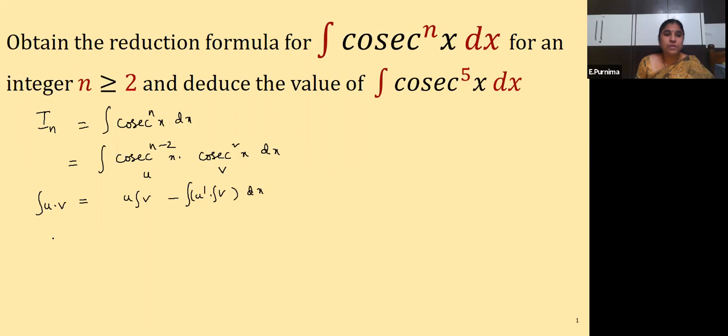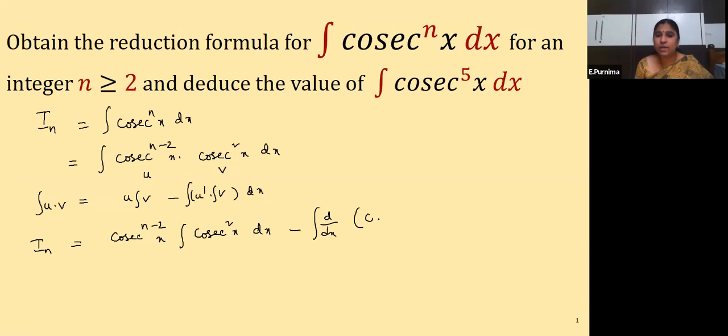Now, In is equal to u, which is cosecant to the power of n minus 2 x, into the integral of cosecant square x dx, minus the integral of d by dx of cosecant to the power of n minus 2 x, into the integral of cosecant square x dx, into whole dx.